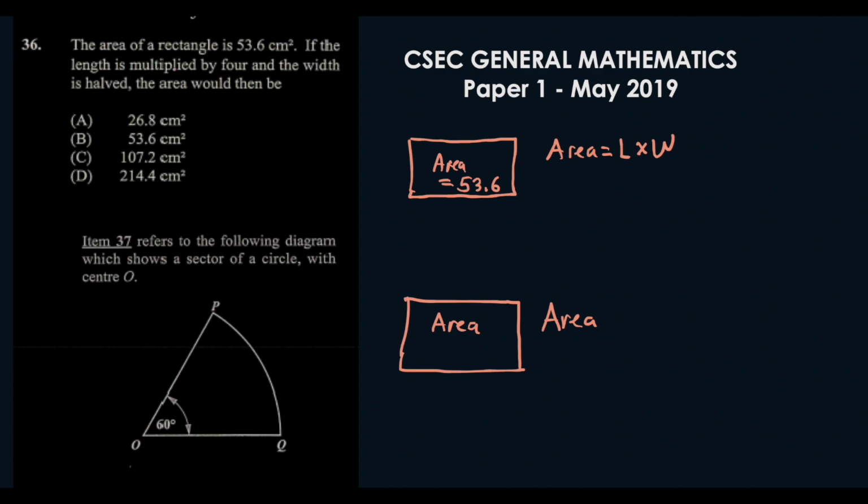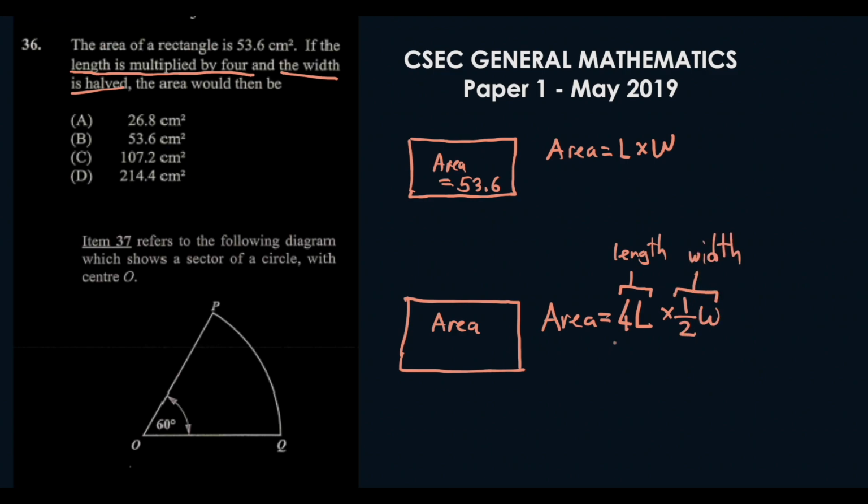The length is multiplied by 4. So let's say we multiply the length by 4, so therefore the new length is 4L. This represents the length. And we have to multiply it by the new width. What is the new width? The new width is halved. So if we are making it half, that would be the same as half times W. So that's our width.